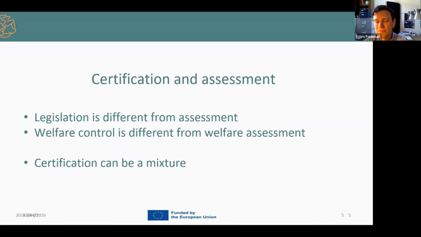Now, when we're talking about aggregation, I think it's important to talk about certification and assessment and the differences and similarities there are. So legislation and certification are different from assessment. Just like welfare control is different from welfare assessment. So legislation is about welfare control. And in most cases, not all, but in almost all cases, certification is also about control rather than assessment.